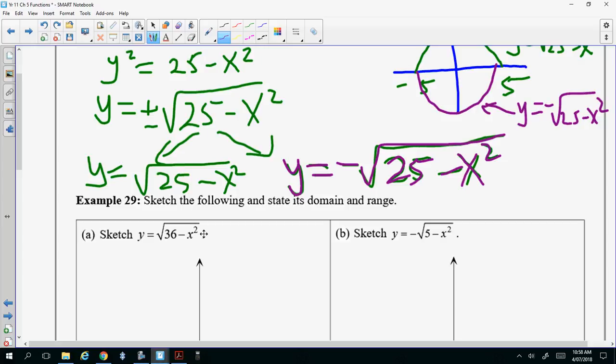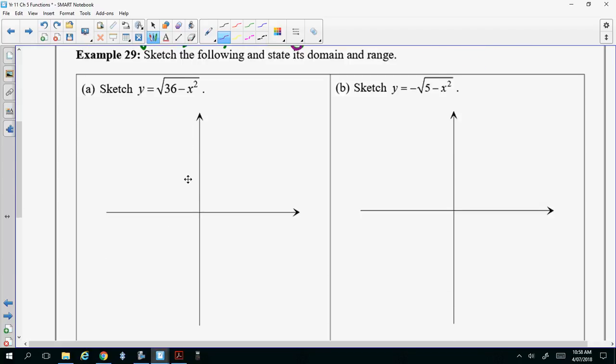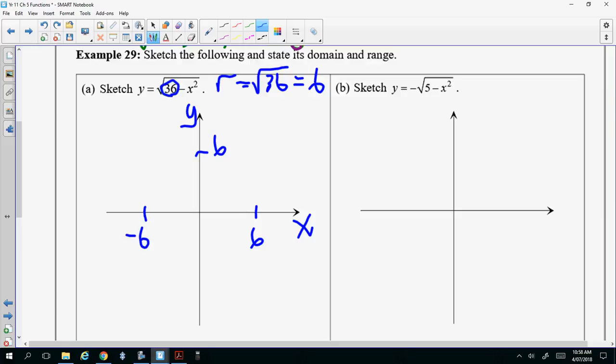What's the radius of that? You just have to remember to square root this number. So the radius is root 36, which is 6. And remember, this is an upper semicircle. So let's label 6 here, 6 there, 6 here, right? It's an upper semicircle. Okay, that's it.